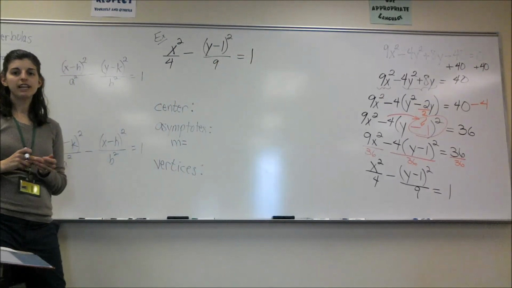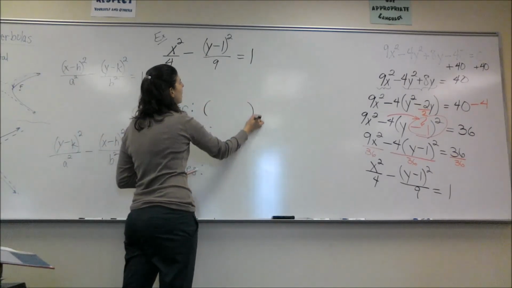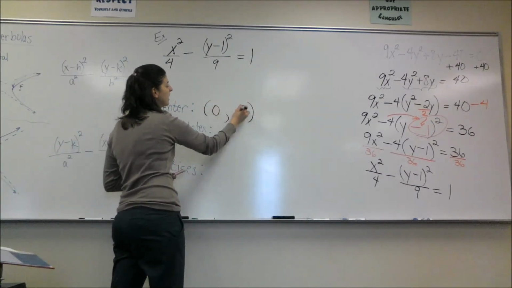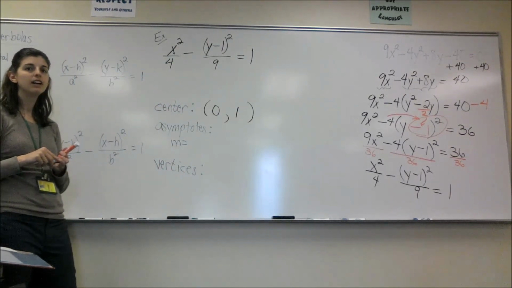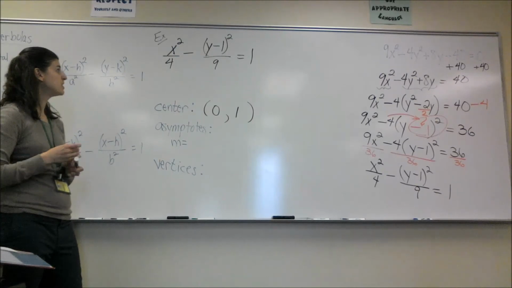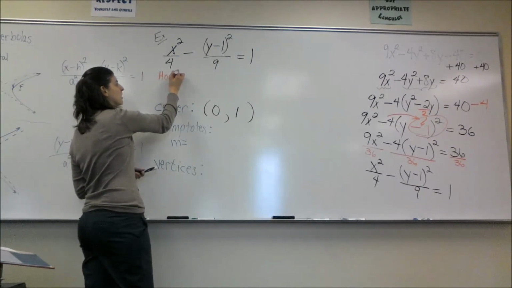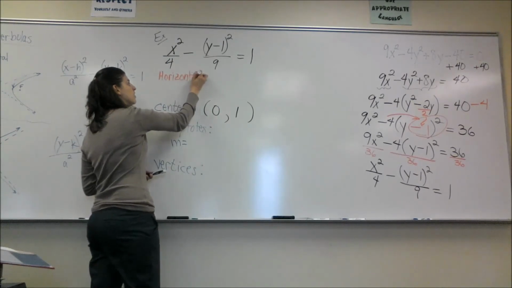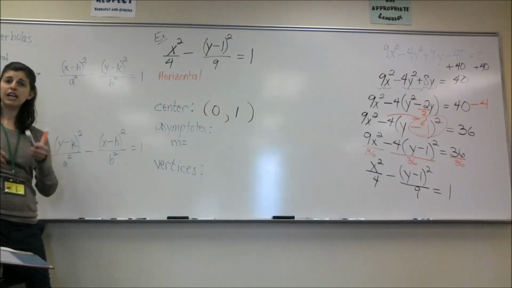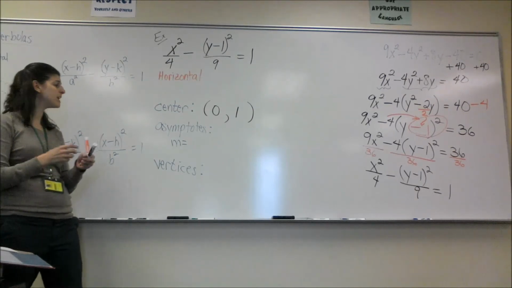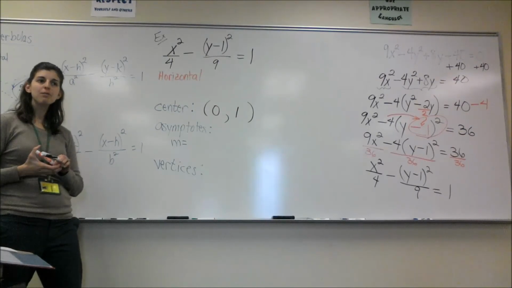Let's see if we can do this. What's the center? Anybody? 0, 1. Very good. Is this a vertical or a horizontal hyperbola? Which is it? Horizontal, because x is first. Notice this center is not 0, 0 anymore. That would change your asymptote equations, but it's not going to change your slope. Your slope radiates from the center.